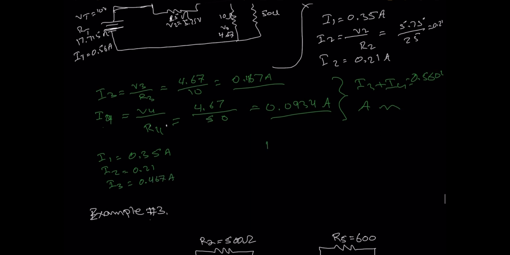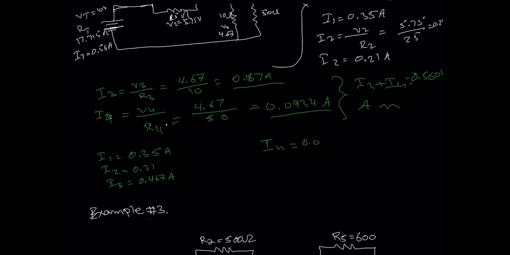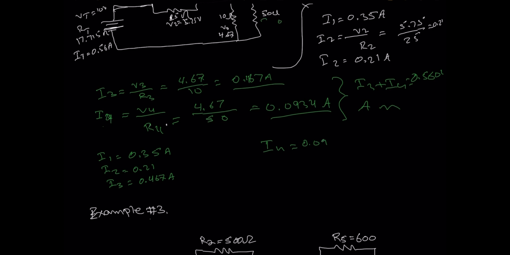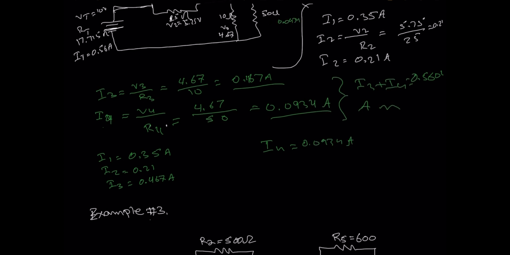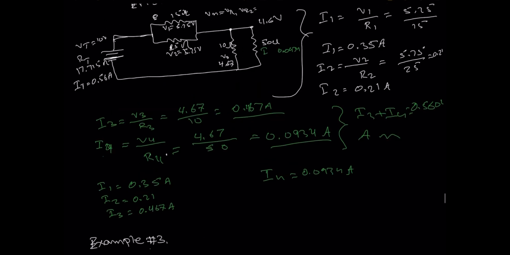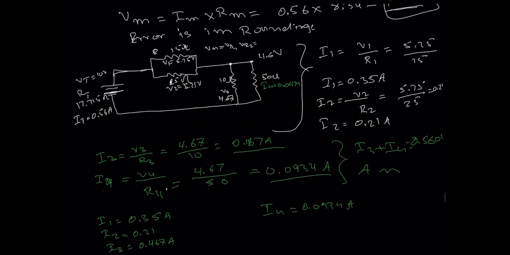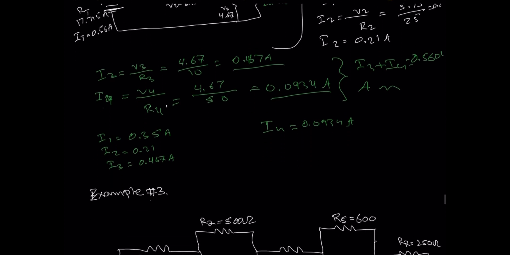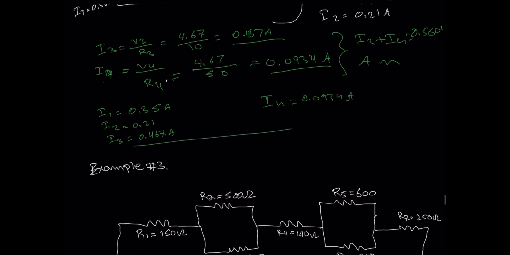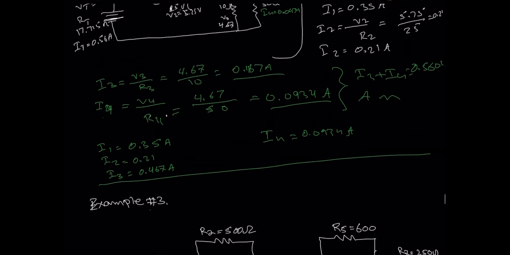Okay, so these are all asked, and that's how we redraw the circuit and assign the value later. So I is 0.0934 here, and I3 you can plug it in right here, and I2, I1, everything is found. So this will be your end of this example.